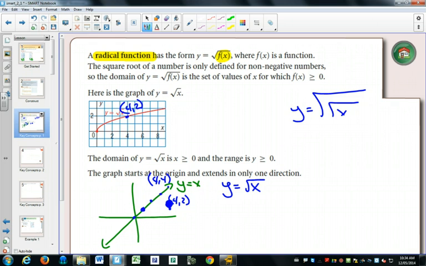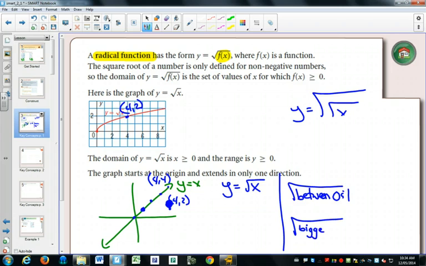Now, a couple of things that we're going to learn in this unit is whenever you square root a number between 0 and 1, something happens. And whenever you square root a number bigger than 1, something happens. So we're going to just do a summary off to the side. Between 0 and 1, there's 2. And what happens when you square root bigger than 1? Now, we'll start with the bottom one.